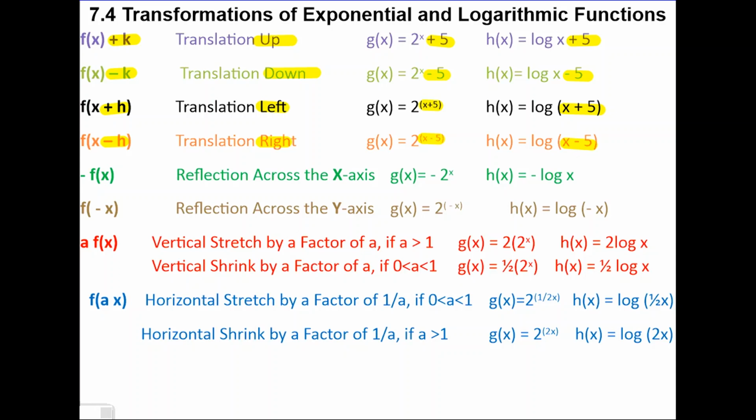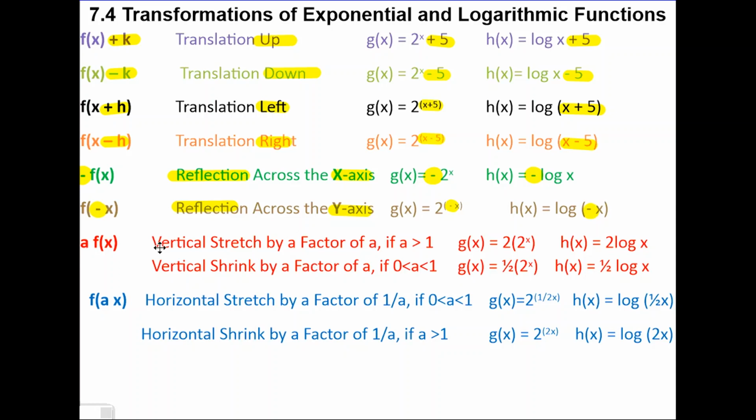The negative out front is a reflection across the x-axis. So my negative is out front here, or my negative is in front of the log. That's for the reflection on the x-axis. If you have a negative on the inside, it's a reflection across the y-axis. So your negative is in the exponent with the x here, or your negative is with the x in the log. And that's inside the parentheses.